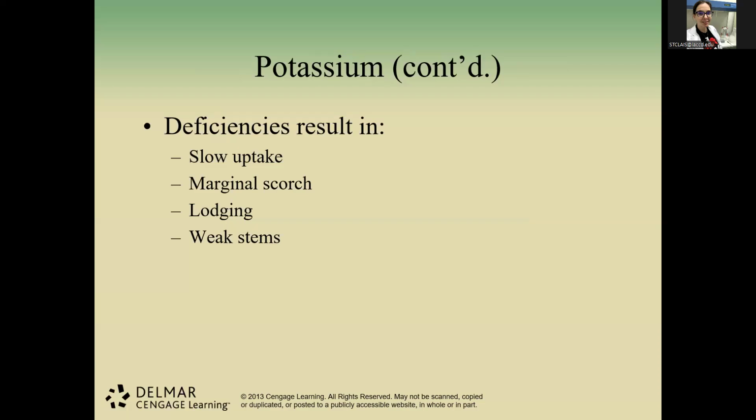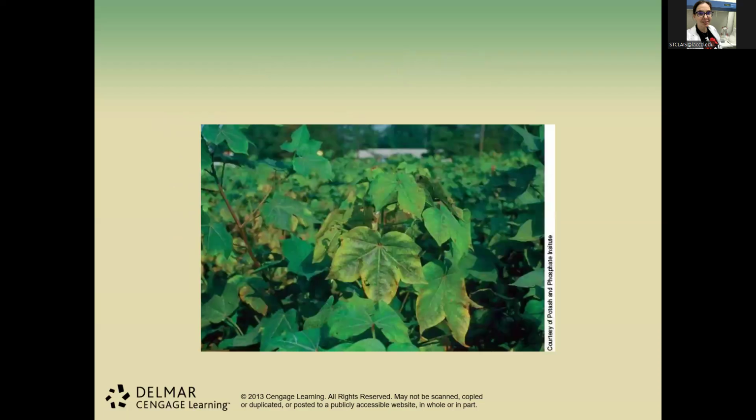Okay, so if we have a potassium deficiency, that's going to result in slow uptake of other nutrients because it's involved in the water relations. We'll see a marginal scorch, which is a burning around the edge of the leaves, and lodging, or the plant literally falling over because the stems are too weak. Here's an example of a cotton plant that has a potassium deficiency, and we can see yellowing or browning of the leaf margins, which we call the marginal scorch.